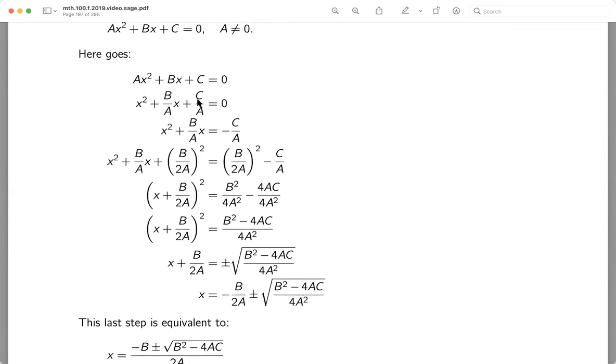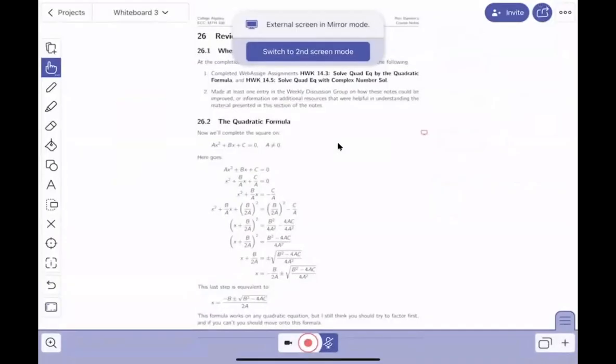All right. So I'm going to switch over to my whiteboard now. And yes, we'll get to examples after this. Okay, we're going to derive the quadratic formula.